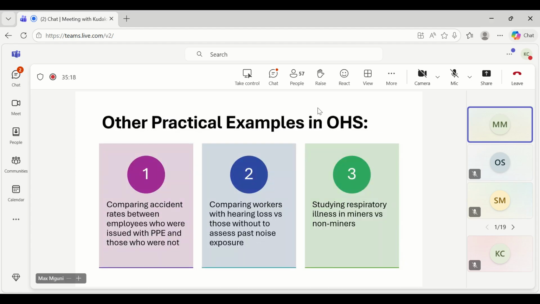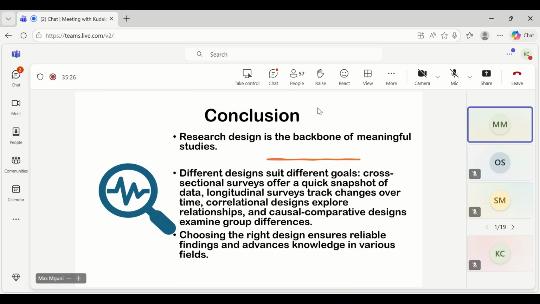In conclusion, research design is the backbone of meaningful studies. Different designs suit different goals. Cross-sectional surveys offer a quick snapshot of data. Longitudinal surveys track changes over time, and correlational designs explore relationships. And causal comparative designs examine group differences. Choosing the right design ensures reliable findings and advances knowledge in various fields.